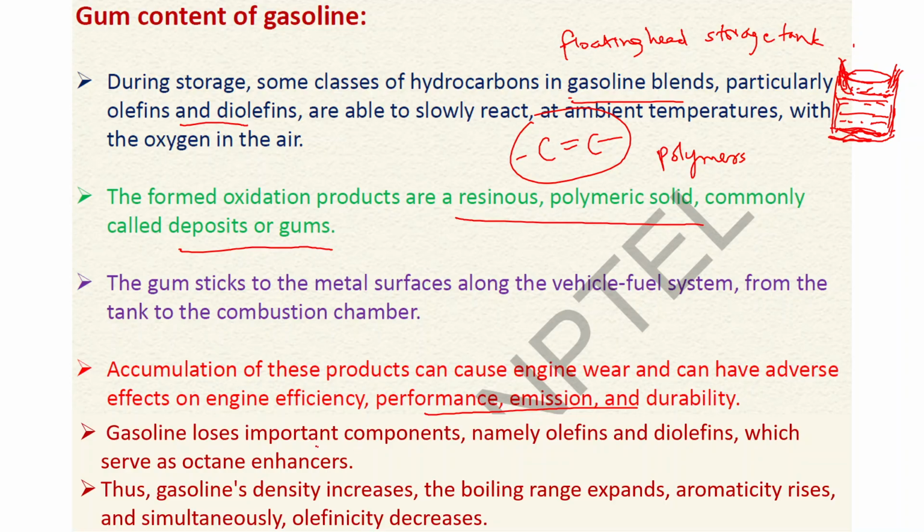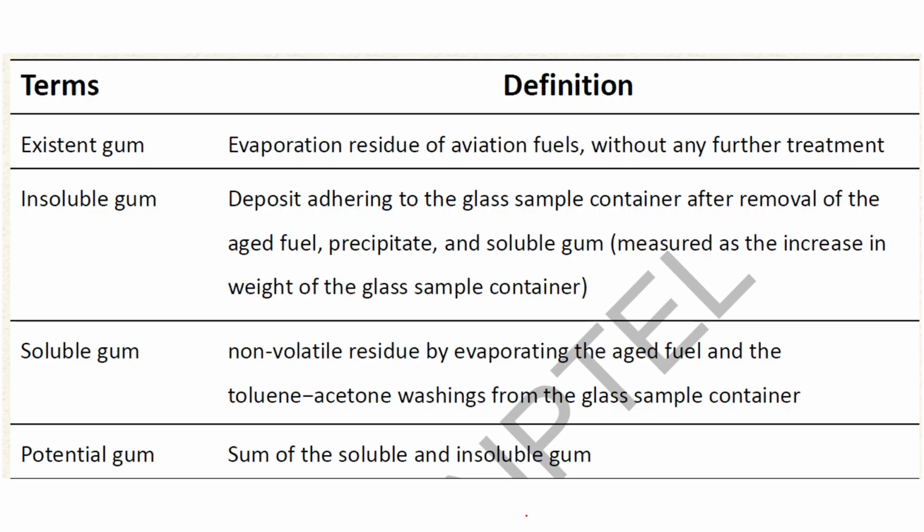Gasoline also loses, as I told you, these components which oxidize to form these resinous gums. So we can say that it loses these important components, olefins and diolefins, which also act as octane enhancers. So what happens is the gasoline density increases, the boiling range also increases, aromaticity rises, and olefinicity decreases. Thus, overall, we can see that it reduces the quality of the gasoline.